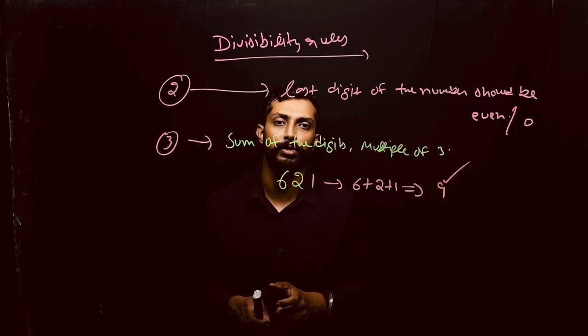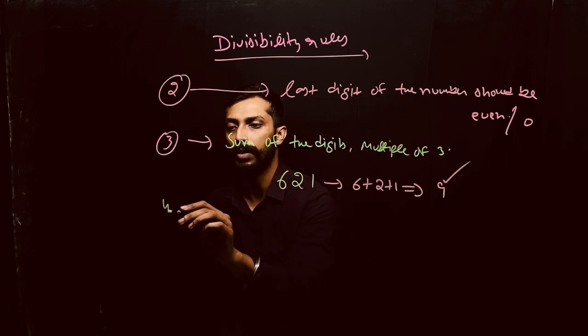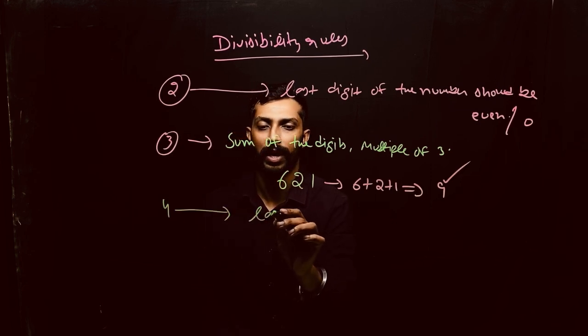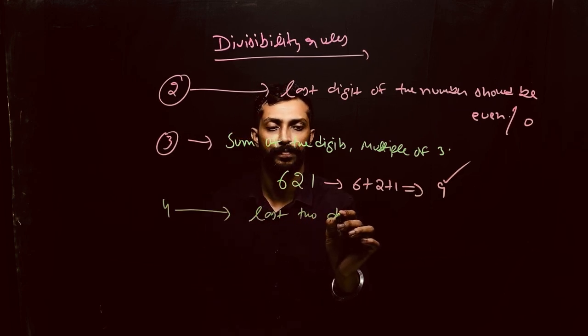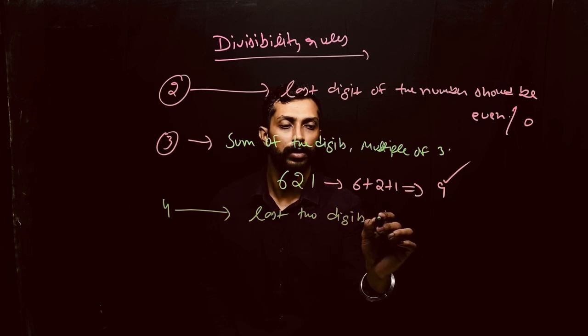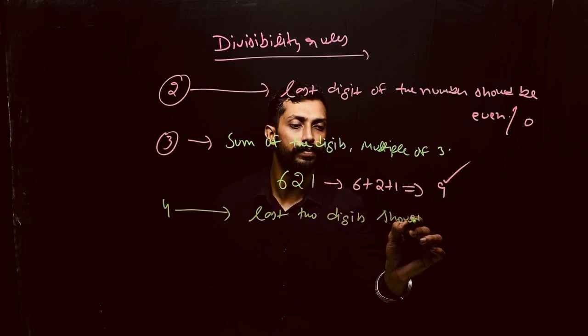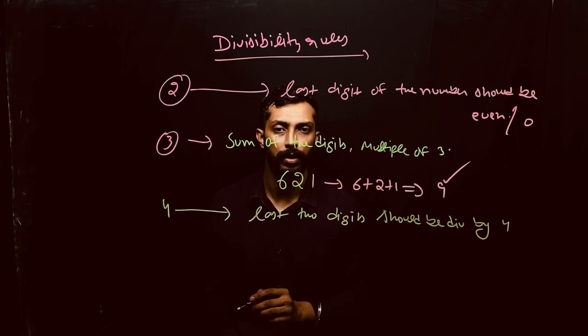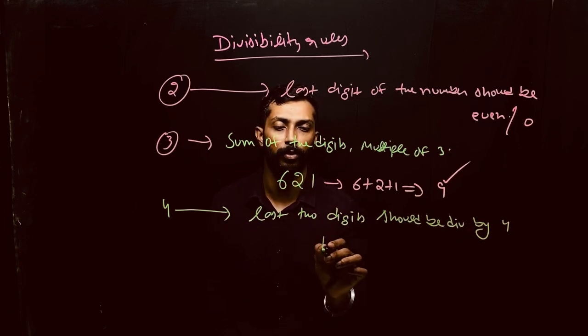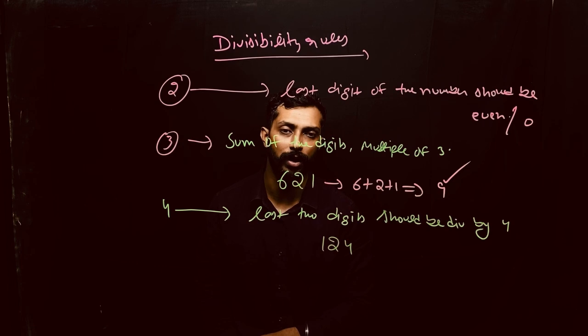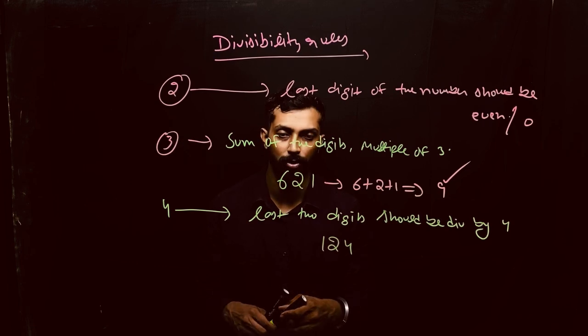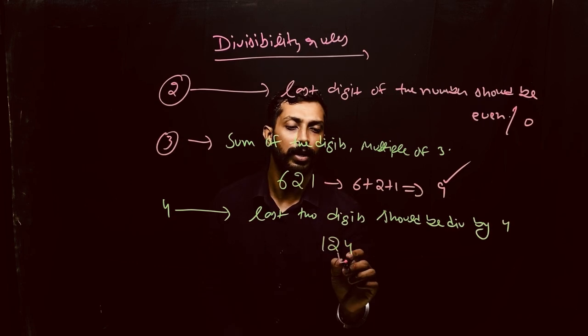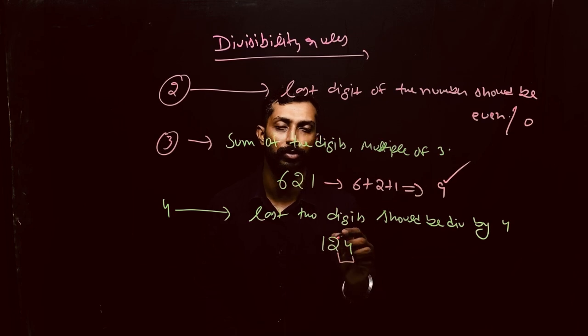Let us discuss the divisibility rule of 4. We will check that the last two digits should be divisible by 4. For example, if we have 124, we will check the last two digits only, whether they are divisible by 4 or not. So 24 is a multiple of 4, so this number is divisible by 4.